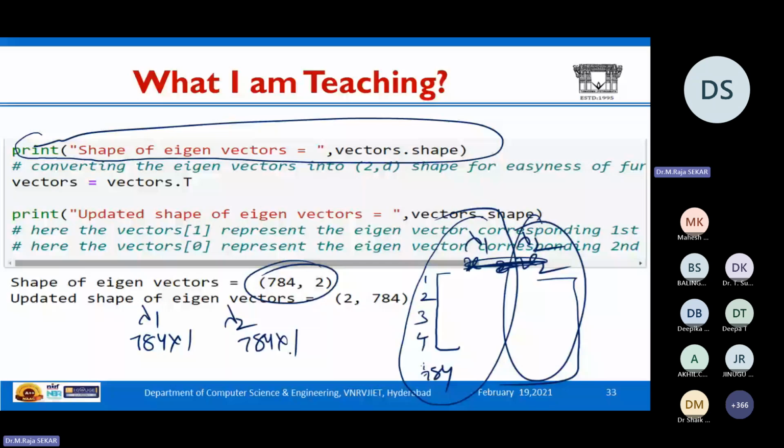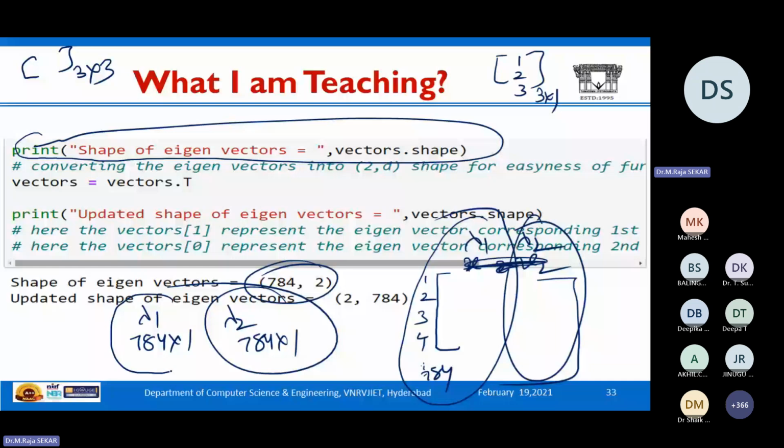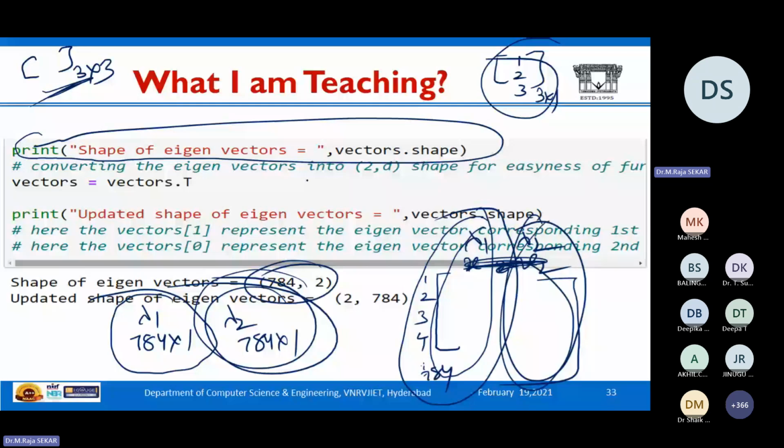Generally, for a 3 by 3 matrix, what eigenvector do you get? You get a 3 by 1 eigenvector. For a 784 by 784 matrix, I will get 2 eigenvectors. The first eigenvector is 784 by 1, and in a similar manner I get another eigenvector. The first column is the first eigenvector, the second column is the second eigenvector. That is 784 by 2.